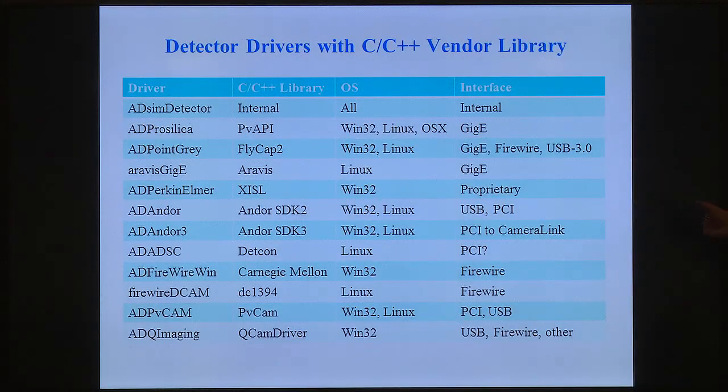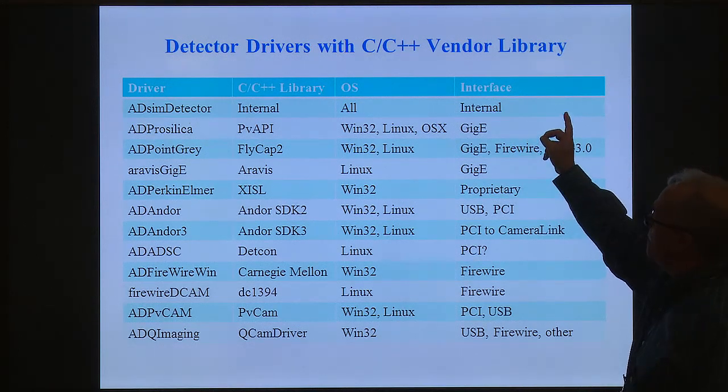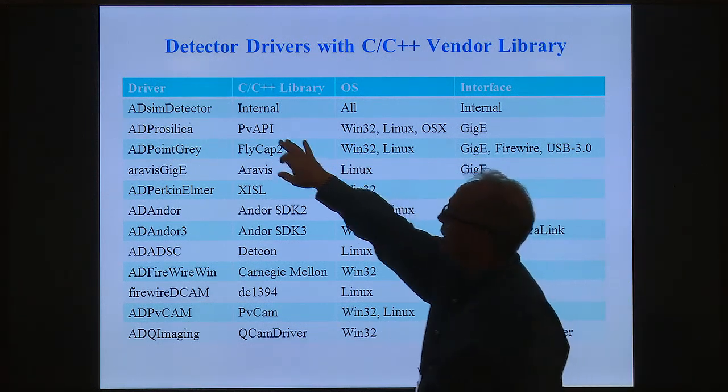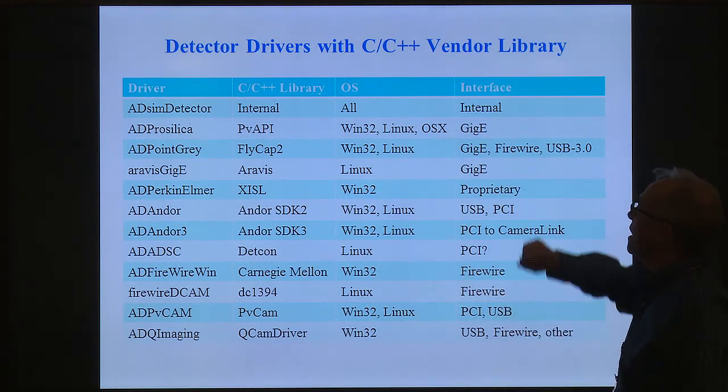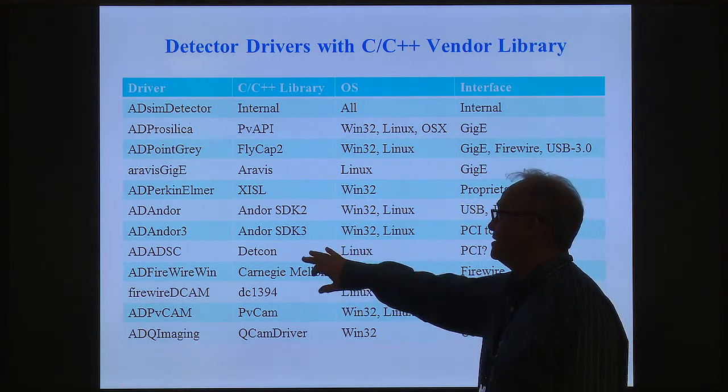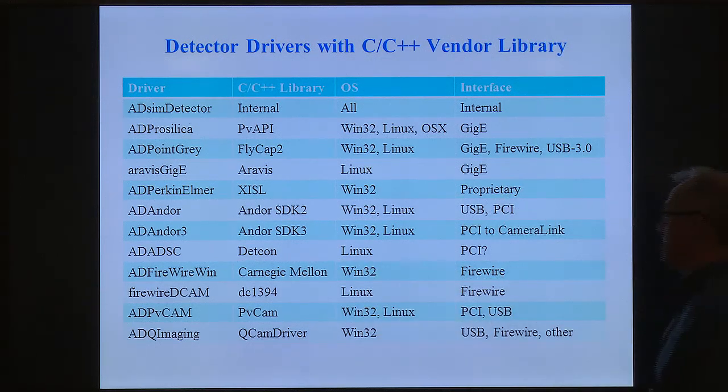Those last two bullets just say that. This can be helpful for figuring out which detector driver is most similar to the one you're using. This is a list of drivers that come with a C or C++ vendor library, and you know the name of that library, what operating systems it runs on, and what interface that detector is using. So if you've got a new camera that you know needs to run on Linux, you could choose from this list to find one that might be a good match for the detector you're trying to write a driver for.